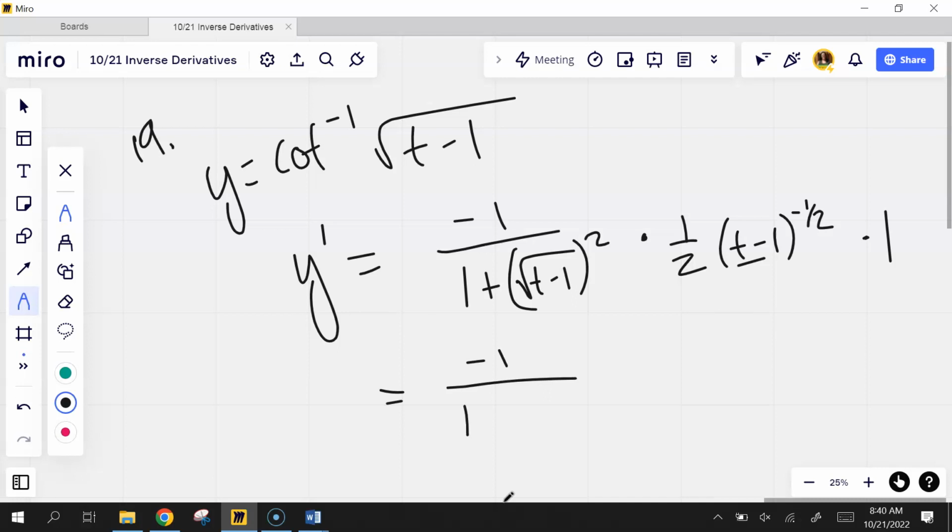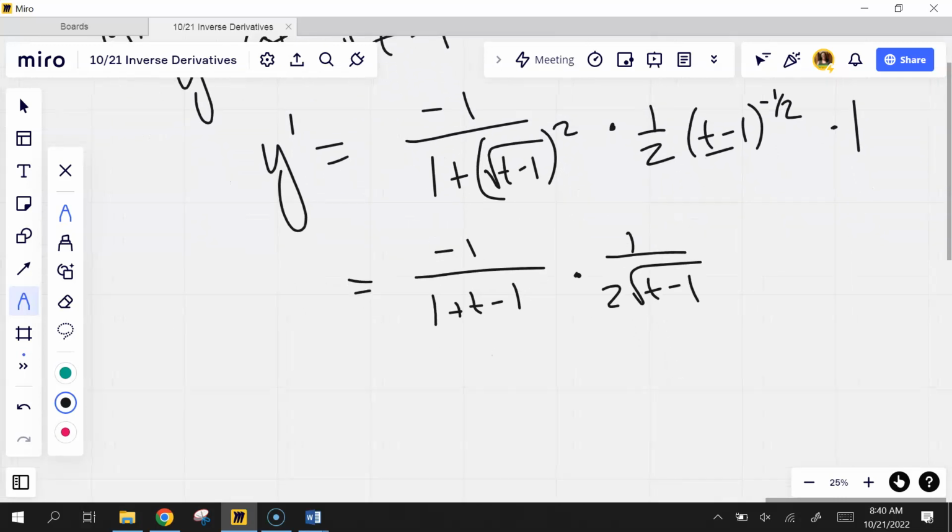Y'all stop me if you see me doing something wrong before I get through the whole thing. 1 over 2 root t minus 1. So this is negative 1 over t. Oh, this is times. So 2t. Is it?